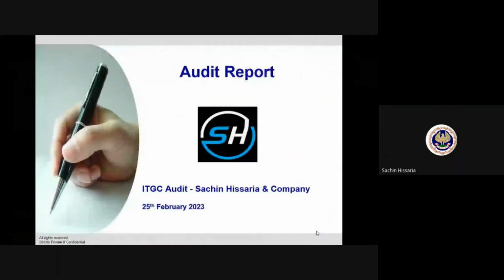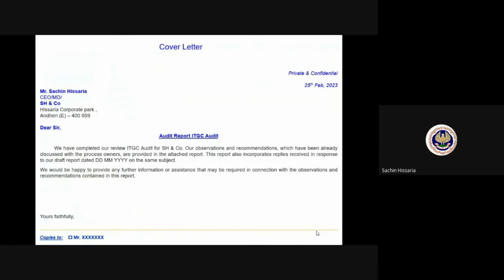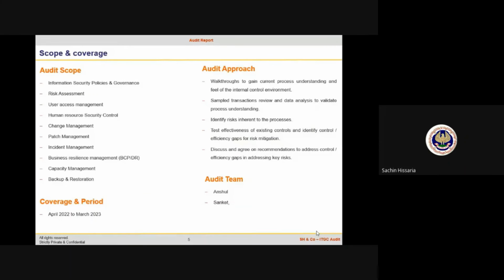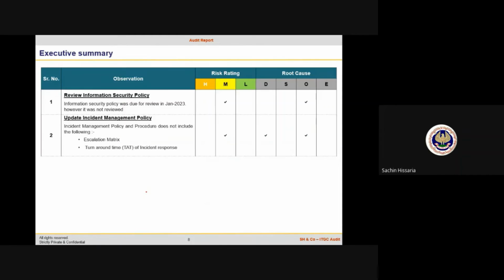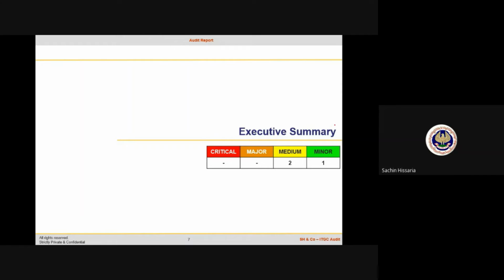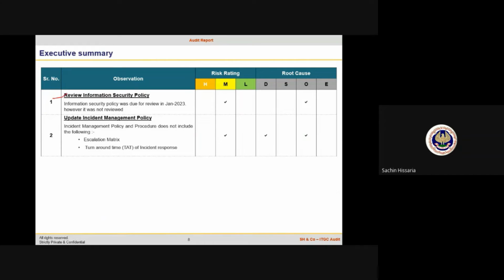Report will always start with the cover page. Okay, this is your cover page. It will give you details of what audit you have done. In the report, you can see the scope of audit, the audit period, the audit approach you have followed, and the audit team members. Then in the audit report you will see the executive summary. This is very important.